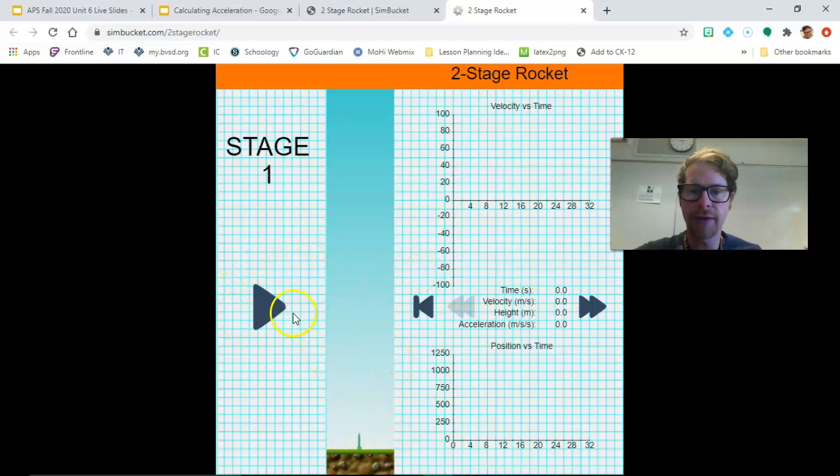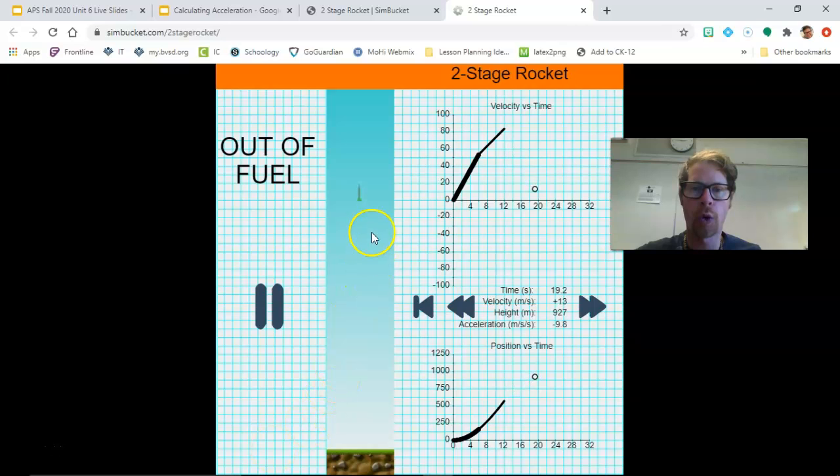Okay, so here's our rocket. I'm going to hit play, and we're going to watch the graphs. There it goes. So notice it ran out of fuel and exploded for some reason. Let's play it again. Maybe they will actually keep tracing the line this time. They're not, which is aggravating.